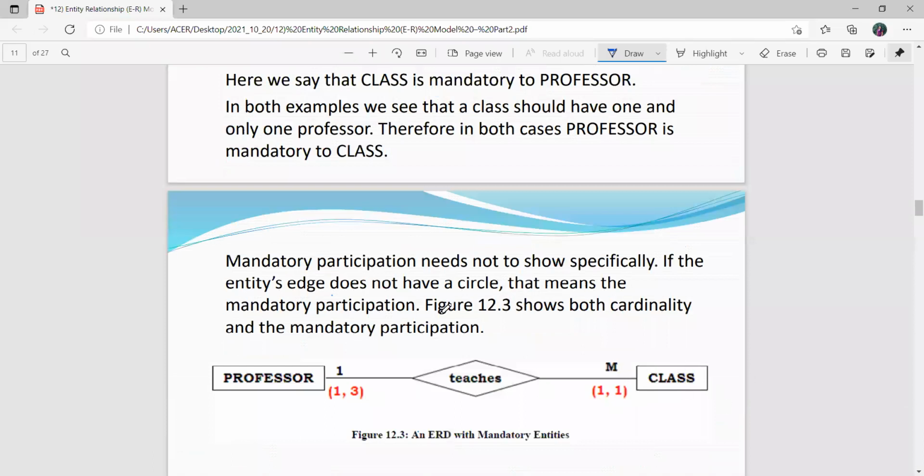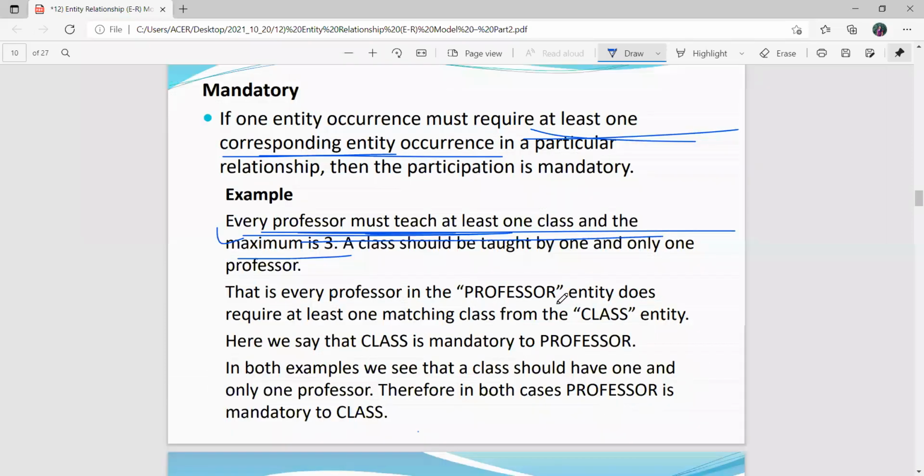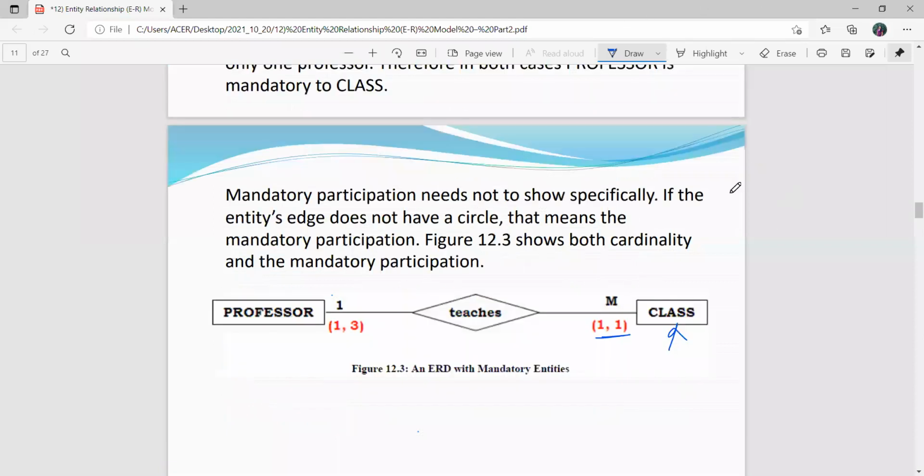So it is needed to have at least one class for this professor. So now the professor depends on this class. So this is a mandatory relationship. That means mandatory participation does not need to be shown specially. This is mandatory.